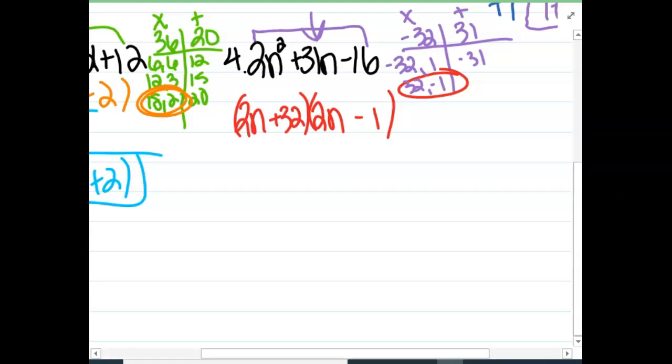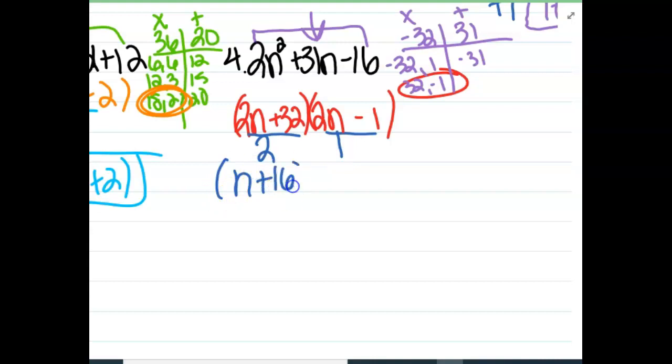And then the last thing, your plane's going to run out of fuel. You got to land your plane. What do 2n and 32 have in common? 2. What do 2n and 1 have in common? A 1. So we get n plus 16. Divide both of those by 2. And then the second one's going to stay the same. 2n minus 1.